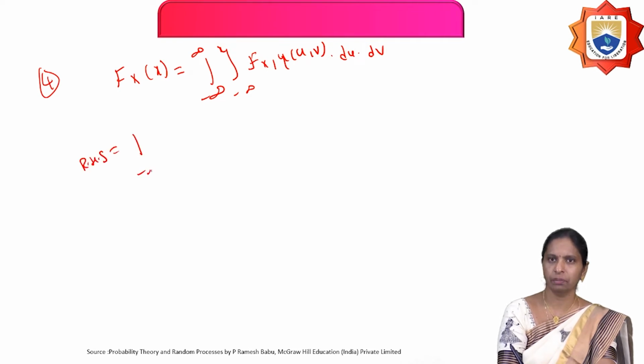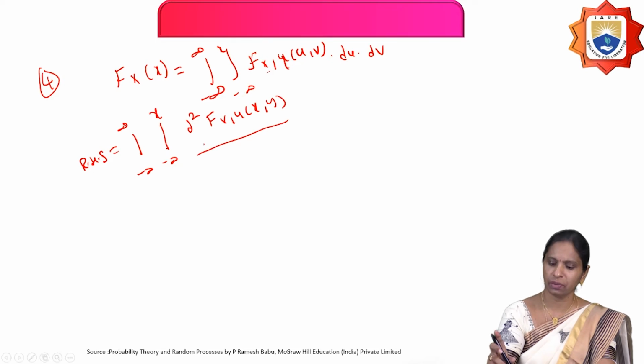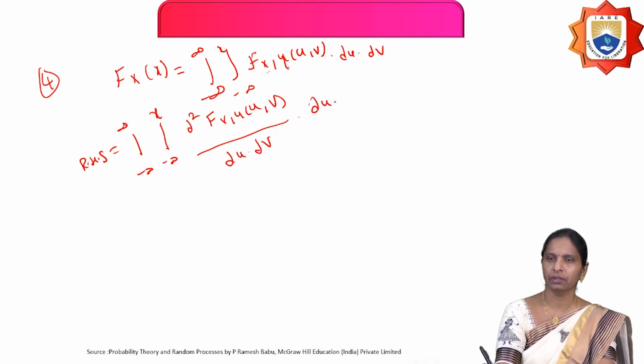So integration from minus infinity to x. So what is the joint density function? That is nothing but the differentiation of the joint distribution function. Since there are two random variables, you have to take the second order. So fxy of x comma y. In place of x and y here, I am taking u comma v. Therefore, dou u into dou v, du dv.